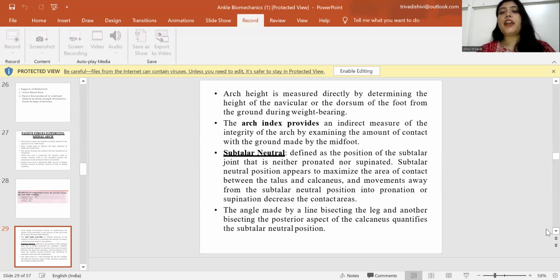Subtalar neutral is defined as the position of the subtalar joint that is neither pronated nor supinated. Subtalar neutral position appears to maximize the area of contact between the talus and the calcaneus, and movements away from the subtalar neutral position into pronation or supination decrease the contact area. The angle made by a line bisecting the leg and another bisecting the posterior aspect of the calcaneus quantifies the subtalar position.